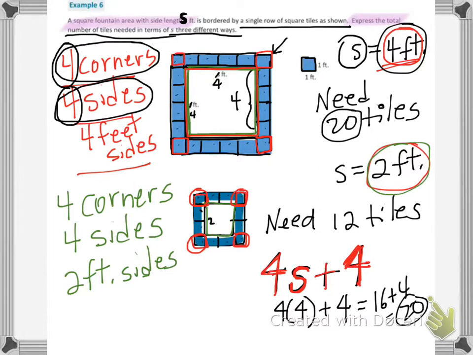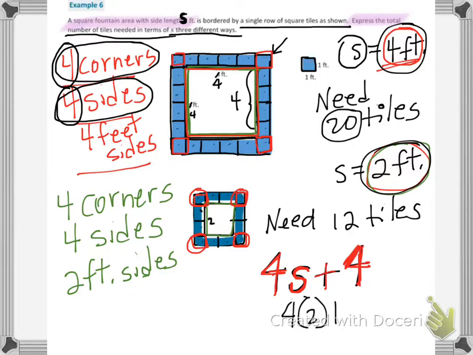If we plug in 2 right here for our 2-foot sides, 4 times 2 plus 4 equals 8 plus 4, which equals 12, and that is exactly what we got there.